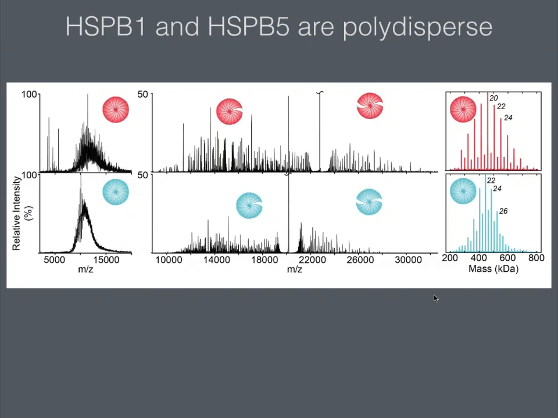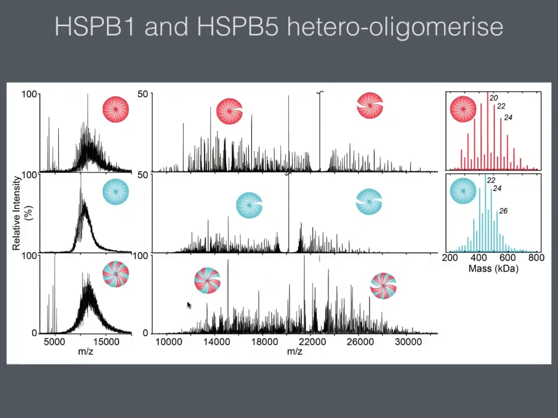And we can obtain, through the experiments I described before, the native mass spectrometry experiments, very precise oligomeric distributions for the proteins on their own, right? So take the red one is HSP-B1 and the blue one is HSP-B5. And if you take those 2 proteins and you mix them together, you obtain a mass spectrum, this one here at the bottom, which is clearly not just the superposition of the 2 that are above, right?